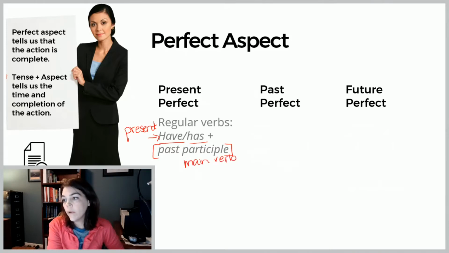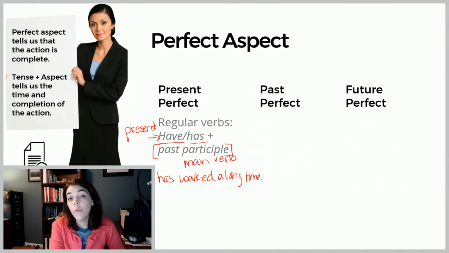So for example, if our main verb is walk, right? To put it together, I will say, let's use he. He has, because it's he has walked a long time, just to complete the sentence in a meaningful way. He has walked a long time. If I were going to change it to I, I would say I have walked a long time.